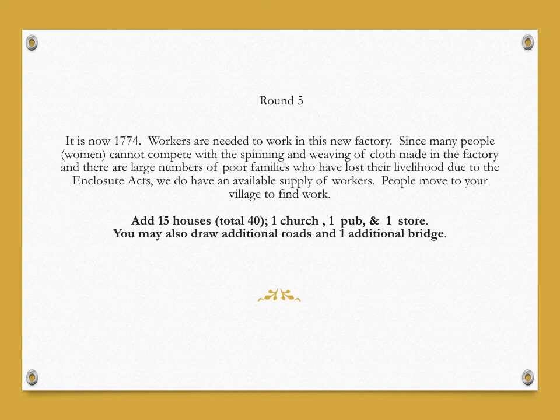It is now 1774. Workers are needed to work in this new factory since many people, women, cannot compete with the spinning and weaving of cloth made in the factory, and there are large numbers of poor families who have lost their livelihood due to the Enclosure Acts. We do have an available supply of workers, so people move to your village to find work. Add 15 houses, 1 church, 1 pub, and 1 store. If you feel a need, you may also add additional roads and an extra bridge if you want it. The world is changing. Pause the video until you're ready to move on.